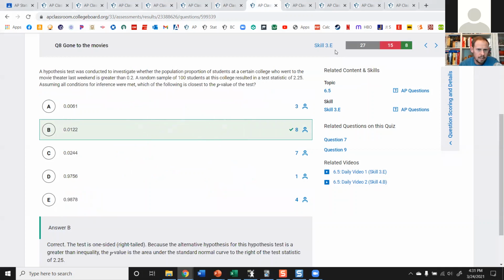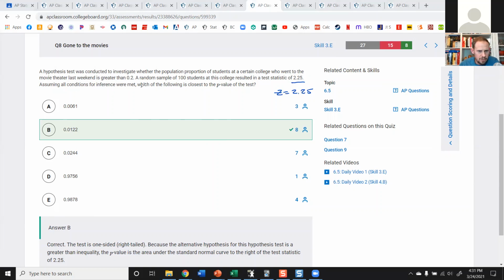All right, next one. Let's see. A hypothesis test was conducted to investigate whether the population proportion of students at a certain college who went to the movie theater last weekend is greater than 0.2. I guess that's really kind of moot at this point. Is that for standard deviation? Yeah, that was for standard deviation. A random sample of 100 students at the college resulted in a test statistic. So there's our Z-score right there.